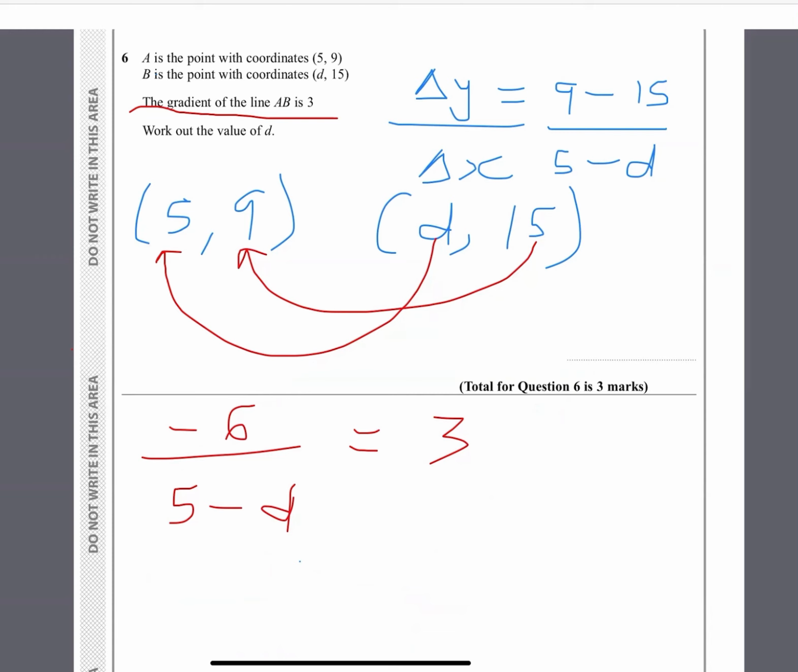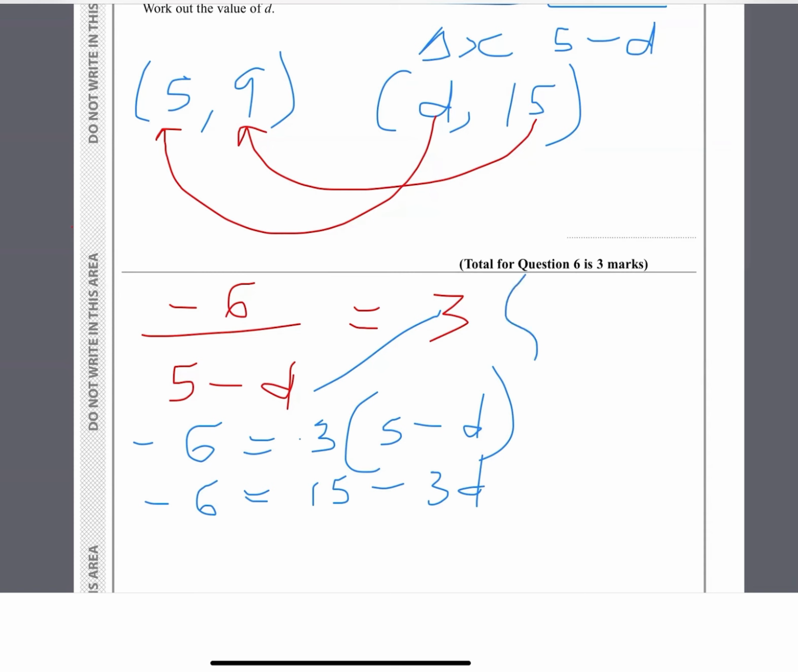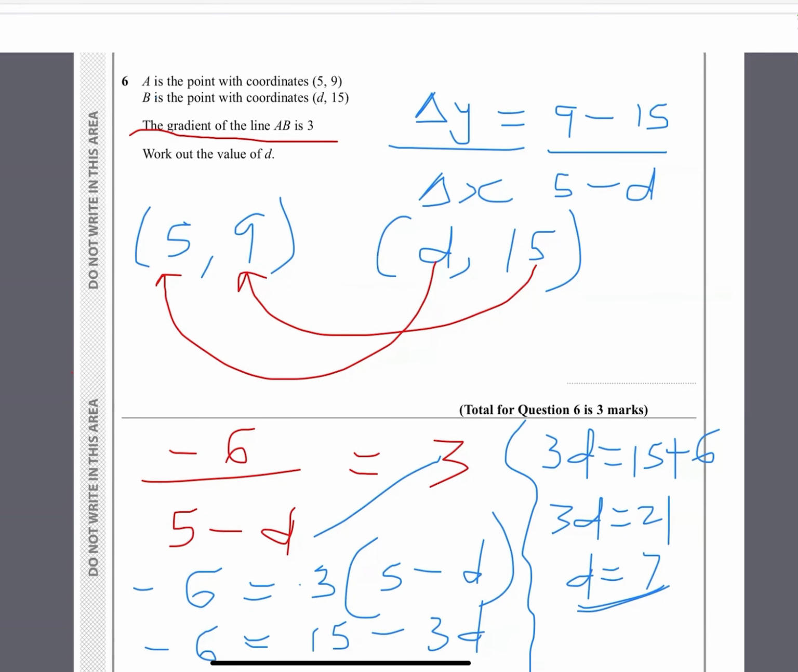So how else can we do this? We can choose to cross multiply and have the minus 6 on this side is 3 times 5 minus t. We have the minus 6 is 15 minus 3t. So we can have 3t is 15 plus 6. 3t is 21, and your t is 7 as we had previously. Very, very good. It's 3 marks.